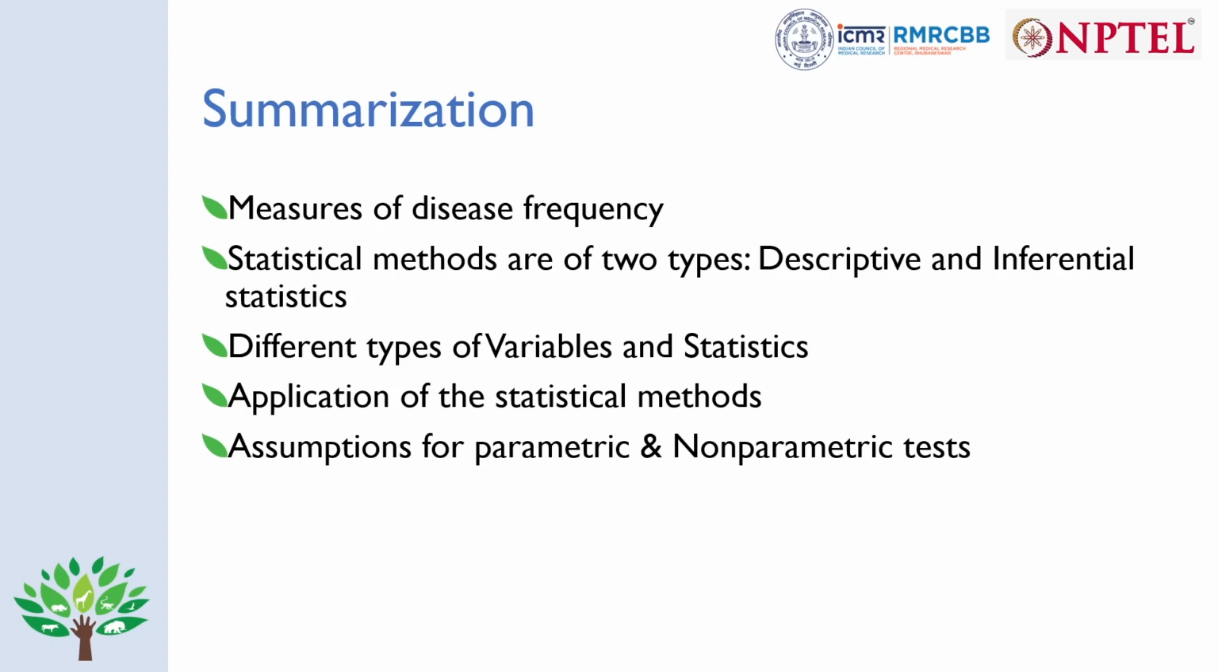Let's summarize today's session. Today we have discussed measures of disease frequency, incidence and prevalence. We have also seen there are different types of incidence, that is incidence rate and cumulative incidence, and point prevalence and period prevalence. Then we discussed the different statistical methods, the descriptive statistical method and the inferential statistical method. Then different types of variables and statistics, application of the statistical method based on the variables, and assumptions of parametric and non-parametric tests. With this, I will stop this session.